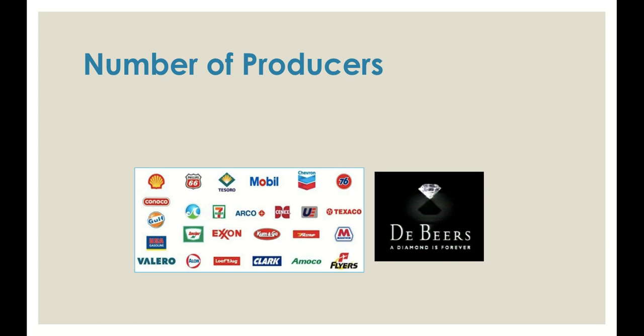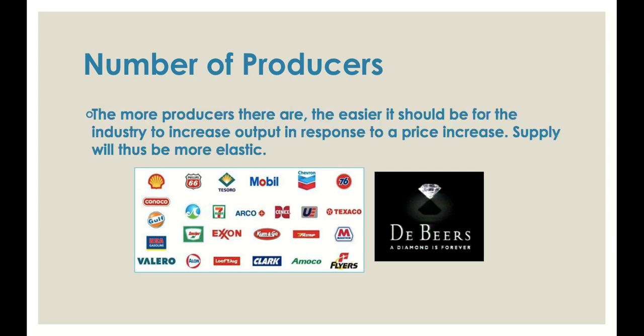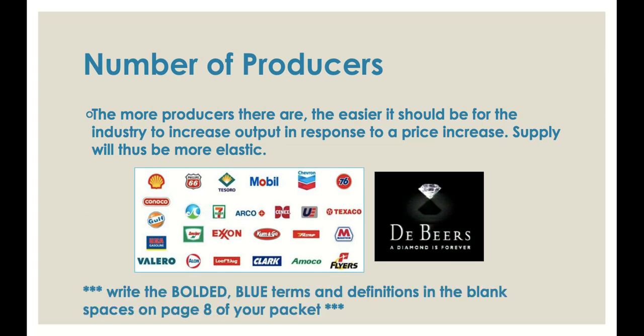All right, next one is number of producers. So the more producers there are, the easier it should be for the industry to increase output in response to a price increase. Supply will therefore be more elastic. So for example, there are many different gasoline providers on the market. So if there's a change in the price of gasoline, they can easily increase production. However, there are only a few manufacturers who manufacture diamond jewelry. So they cannot increase supply as readily in response to changes in price.